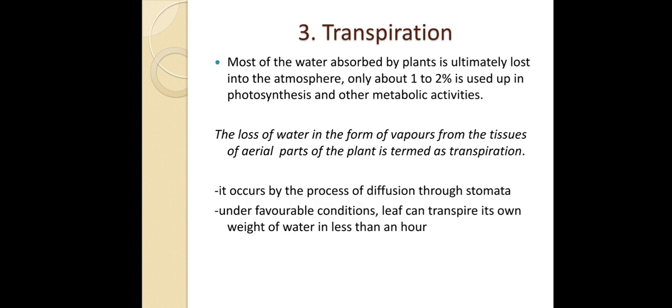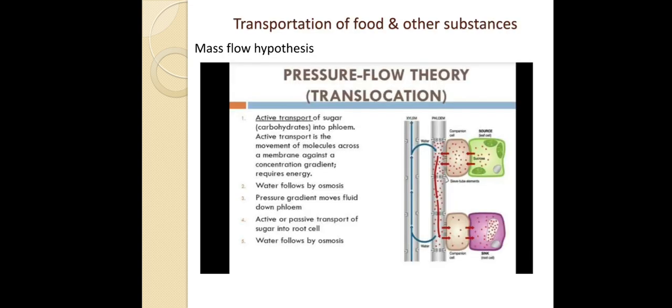So you can define transpiration now. The loss of water in the form of vapors from the tissues of aerial parts of the plant is termed as transpiration. And it occurs by the process of diffusion through stomata. Under favorable conditions, a leaf can transpire its own weight of water in less than an hour. So you can see that the rate is quite fast. Now we are done with the transportation of water and minerals, that is called ascent of sap. Now the second part is transportation of food and other substances.